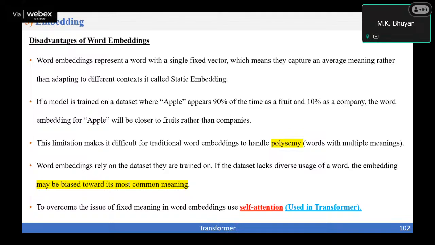Okay, so that is the main problem of the earlier method. It cannot handle multiple words with multiple meanings, and that is why we have to consider the concept of self-attention, which is used in the transformer.